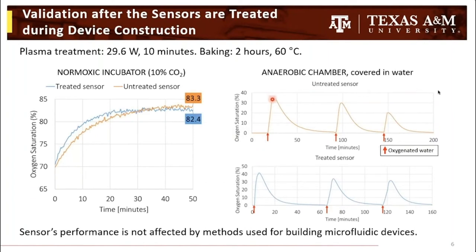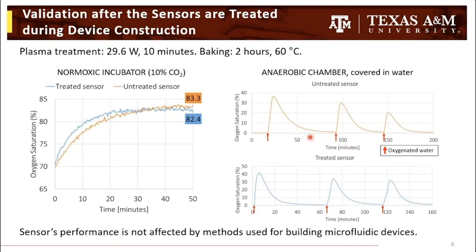the sensor. Now at some point, that water that's covering the sensor is lost to the anaerobic atmosphere, and so the concentration of oxygen that's read by the sensor once again drops, and you can repeat this multiple times, basically. And that's the dynamic response of the sensor that we wanted to validate.